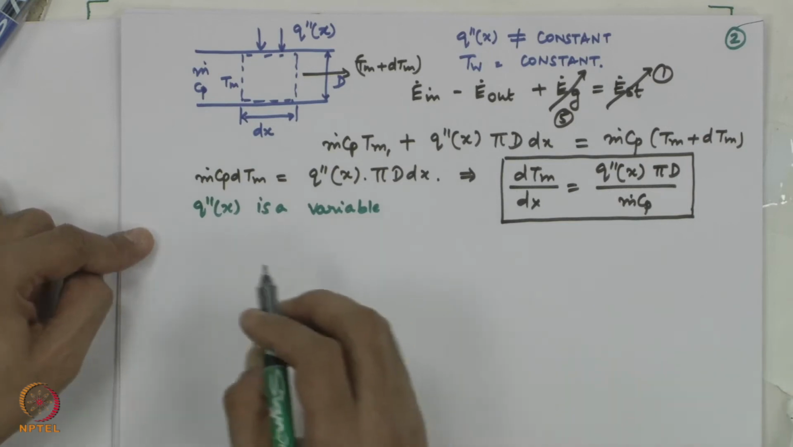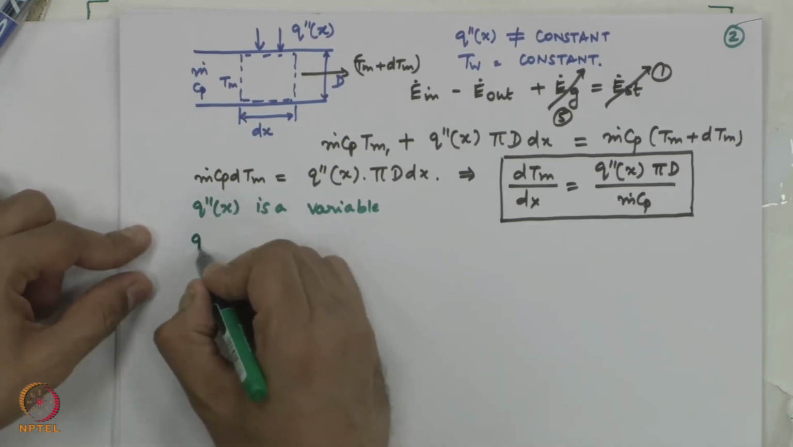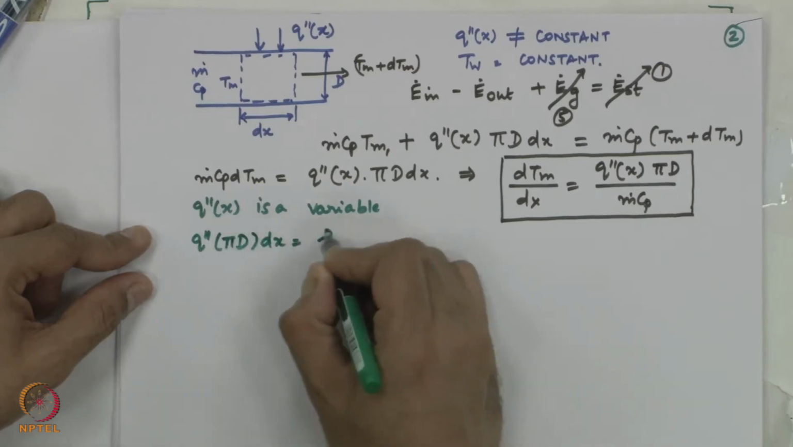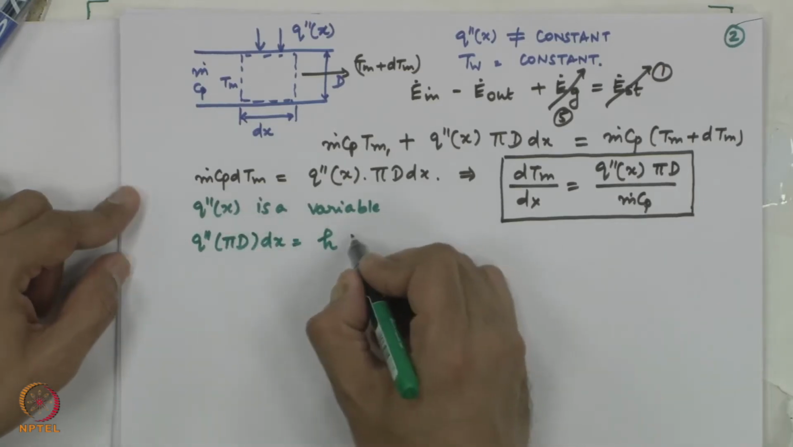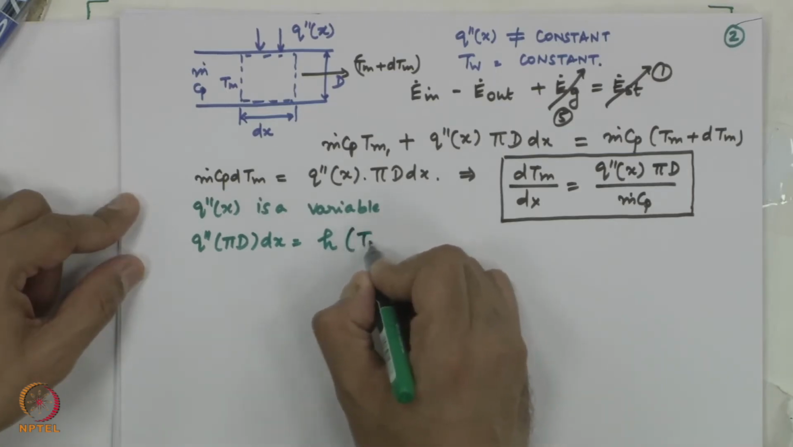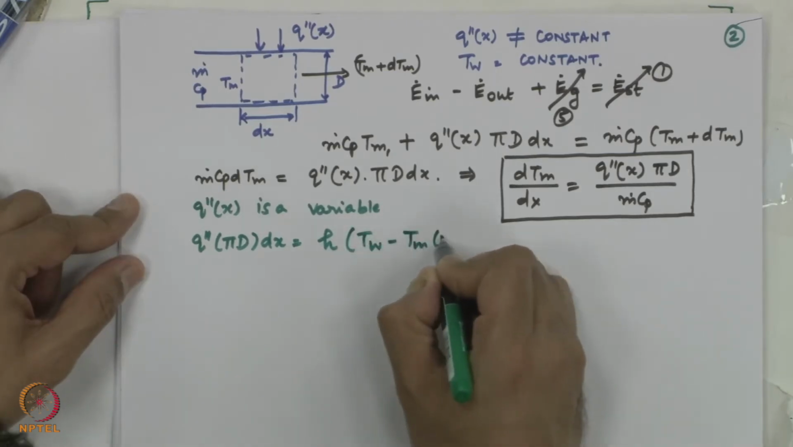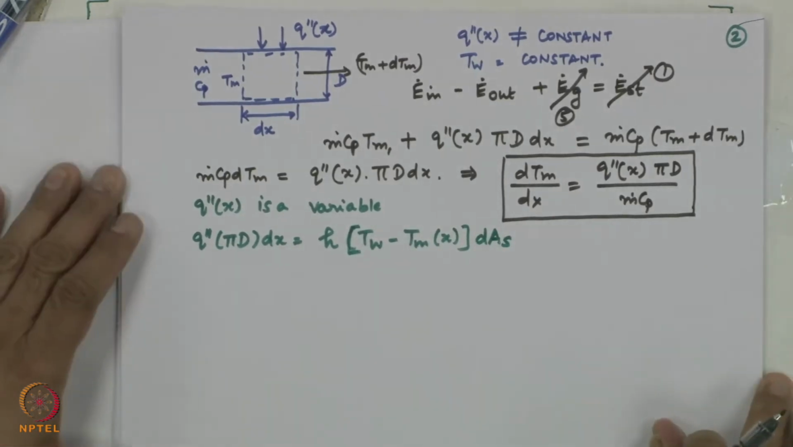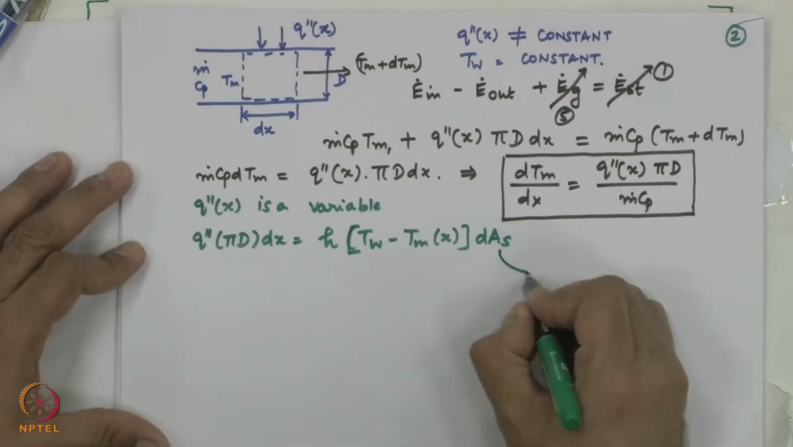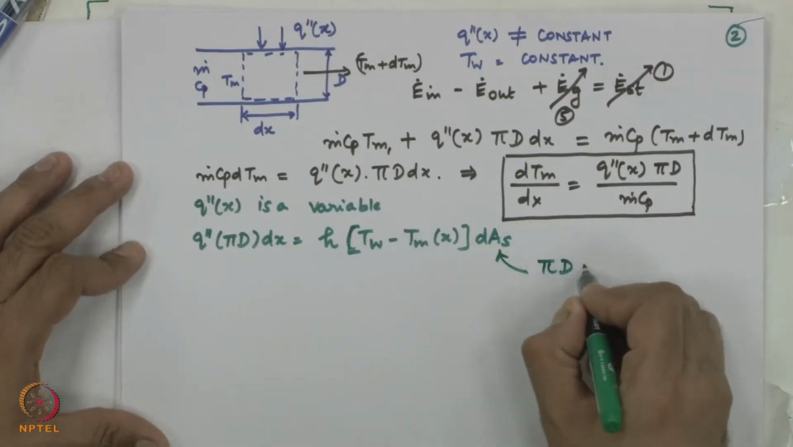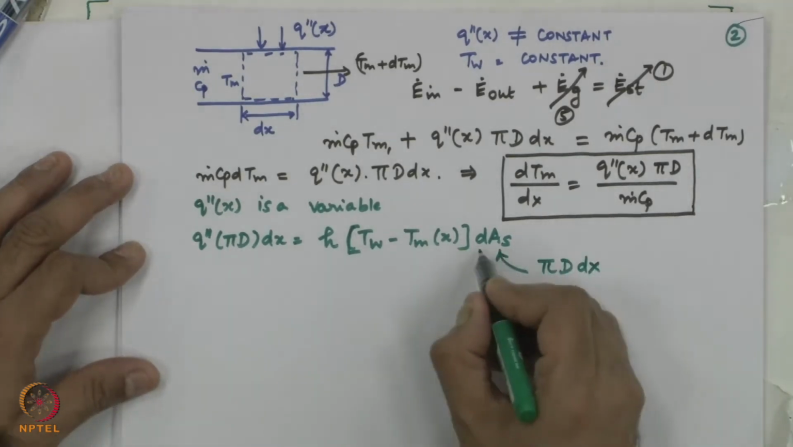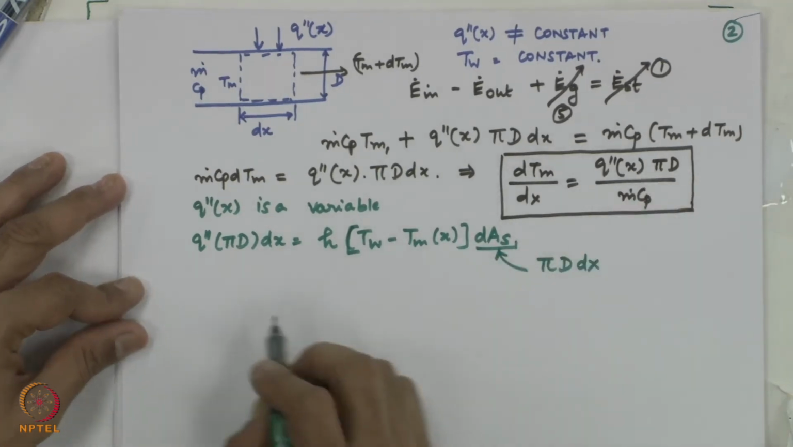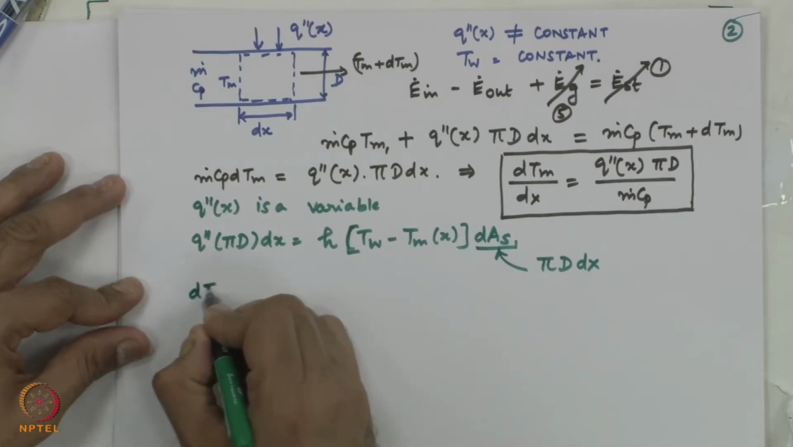Because q double prime of x is a variable, we have to write it as q double prime times pi d dx. The heat transfer rate is equal to the local heat transfer coefficient times (T wall minus T local) times dA, the elemental surface area. What is the elemental surface area? Pi d dx.